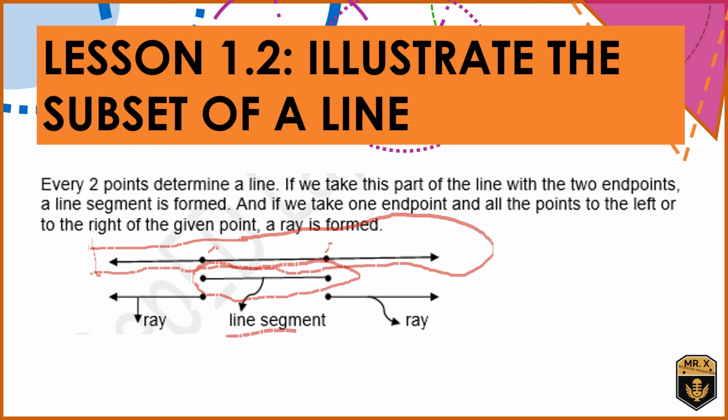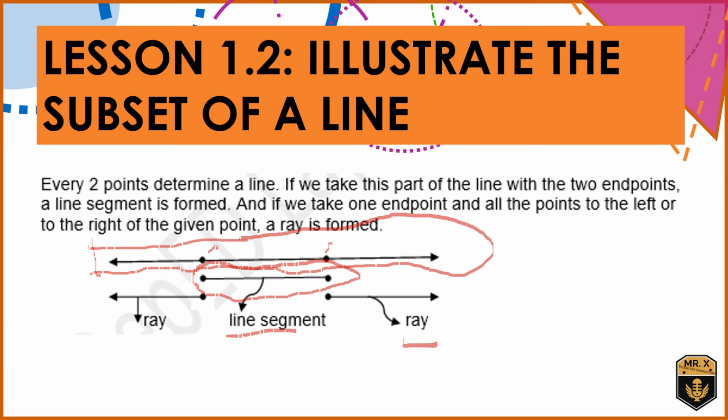And if we take one endpoint and all the points to the left or to the right of the given point, a ray is formed. Now, if we start from one point, going toward the arrowhead, that's called a ray. The same there, it's called a ray.